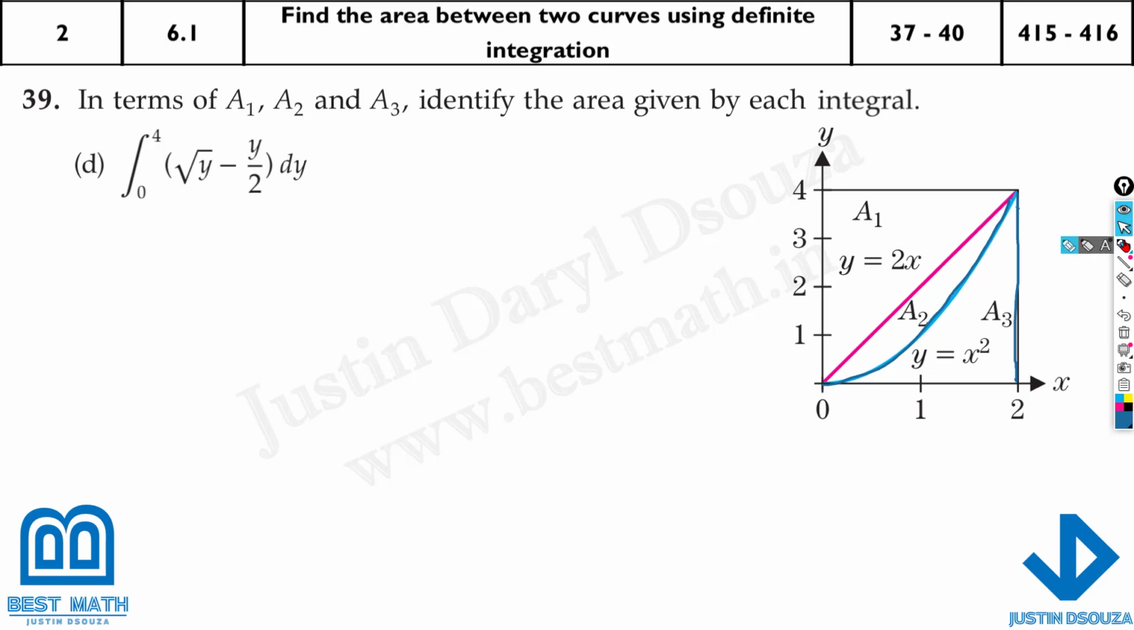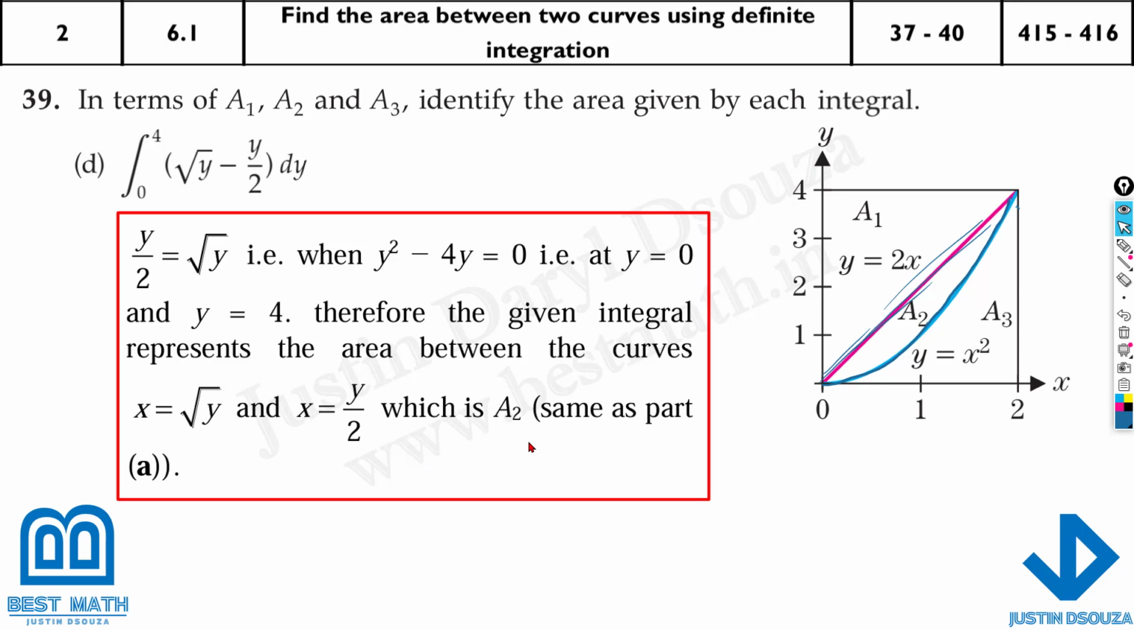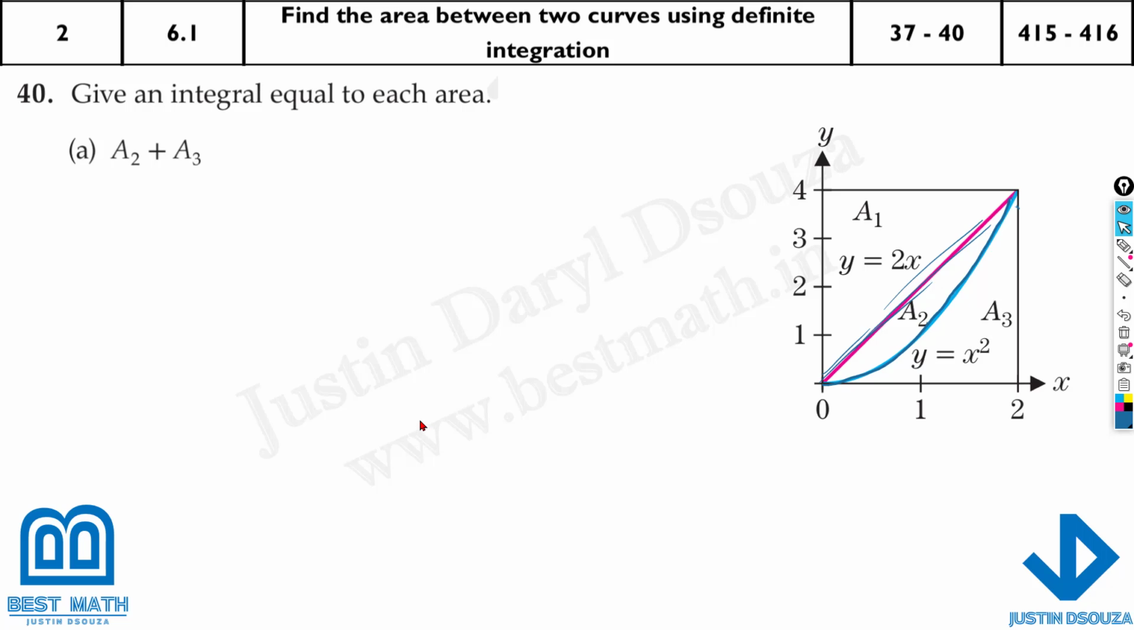And what about this one? See here now they have asked the square root y. That means the blue line and minus y by 2. This one. Right minus left. So it is A2. Area 2 is considered because it's square root y minus y by 2. Right minus left will be A2. So here we go. The answer is A2, the same as part A.